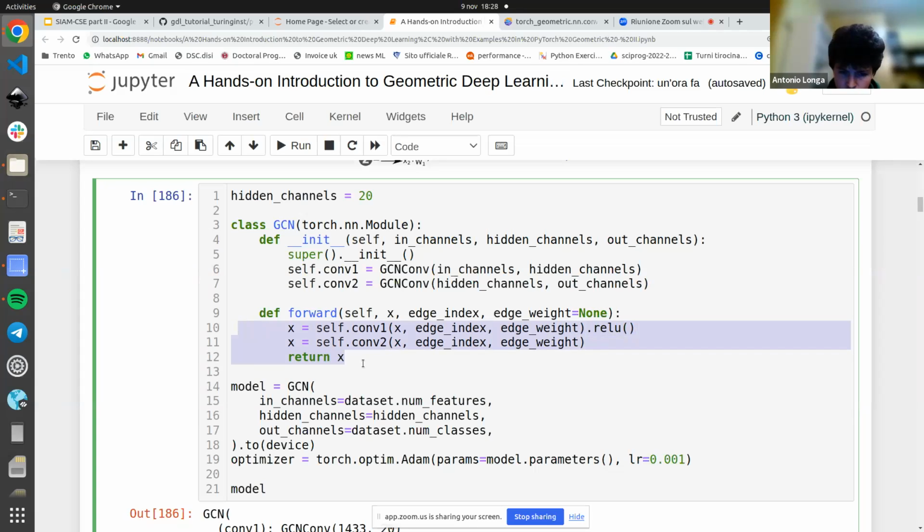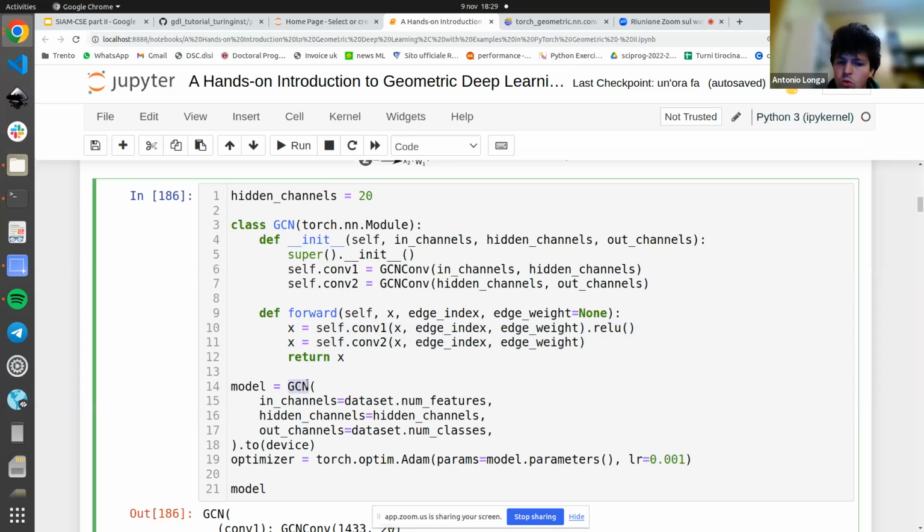The model is quite simple. I mean, most of the code has been done within the GCNConv layer that has already been provided by PyTorch Geometric. Okay, now we have to instantiate the model.